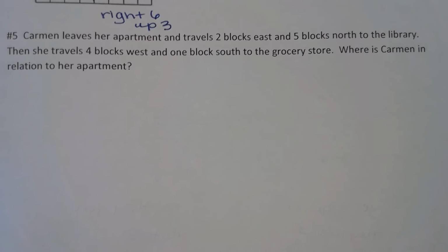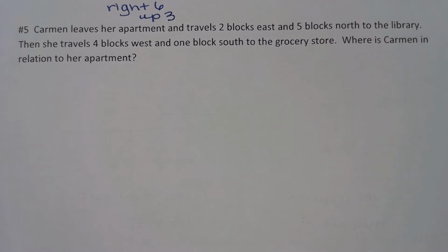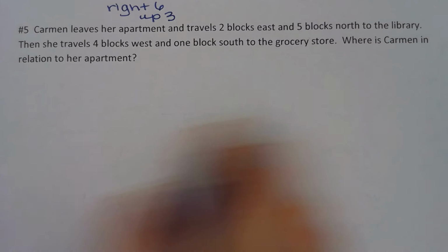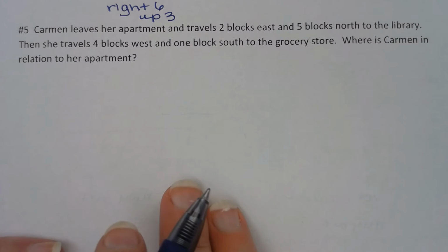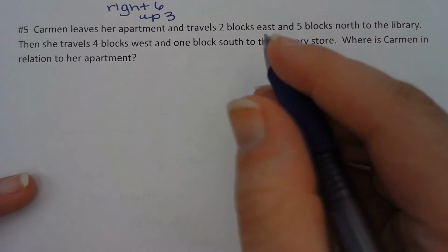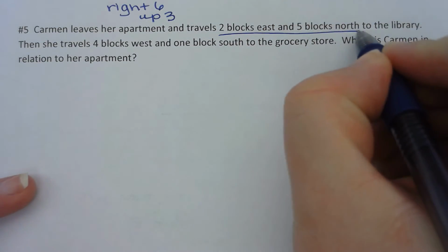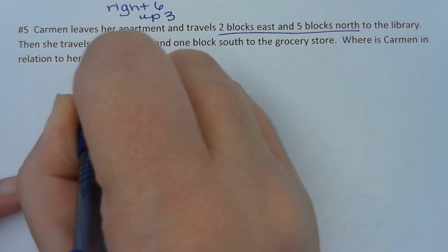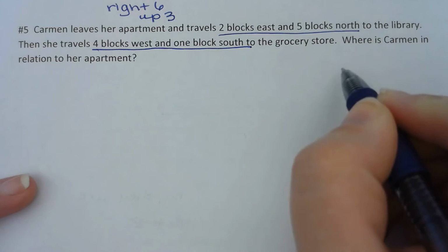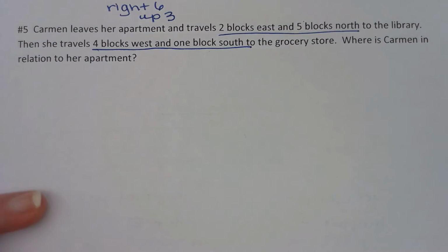All right, guys, last question. Carmen leaves her apartment and travels 2 blocks east and 5 blocks north to the library. She then travels 4 blocks west and 1 block south to the grocery store. Where is Carmen in relation to her apartment? So this is a composition of translations here. She's moving, but she's doing several moves here. She starts off by going east and north to the library, and then she travels west and south to the grocery store. So this is like 2 transformations here.